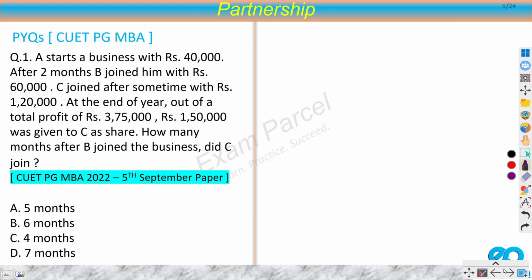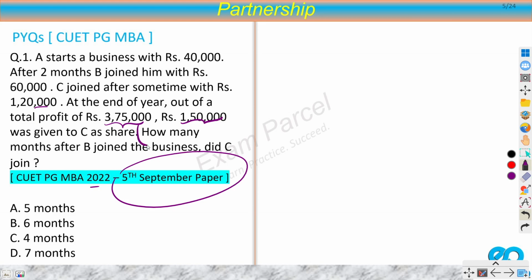Okay, so the first question is from the CUET PG MBA 2022 5th September paper. A starts a business with rupees 40,000. After 2 months, B joined him with rupees 60,000. C joined after some time with rupees 1,20,000. At the end of a year, out of a total profit of rupees 3,75,000, rupees 1,50,000 was given to C as a share. How many months after B joined the business did C join?